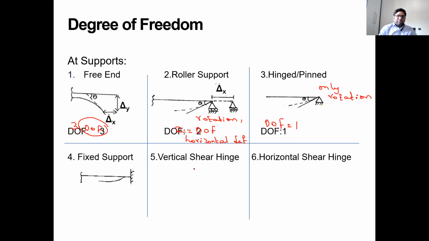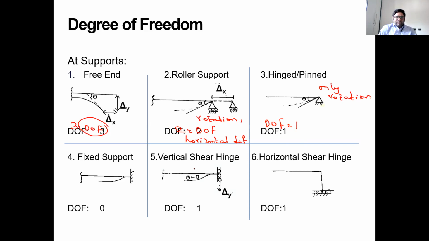Now we have a fixed support. In fixed support, nothing will be there, 0. And in vertical shear hinge, here also you can see fixed support 0. So this is a shear link or a kind of a hinge provided in the support. It will deflect only in the vertical direction.